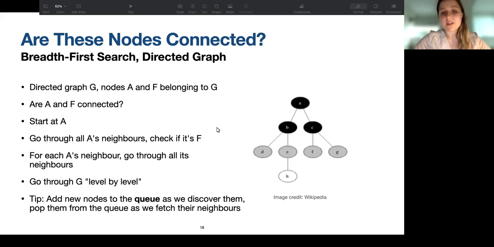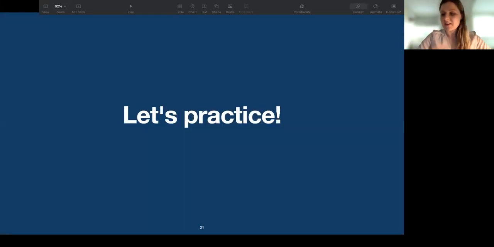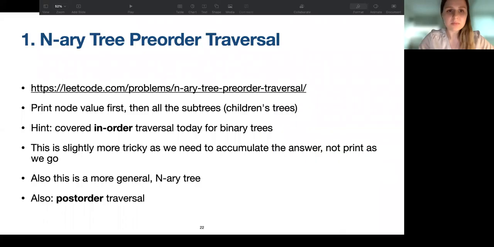And if you run topological sort with BFS, it just gives you these groups, these levels in the result right away. I hope this answers the question. So let's move on to the practice tasks now.